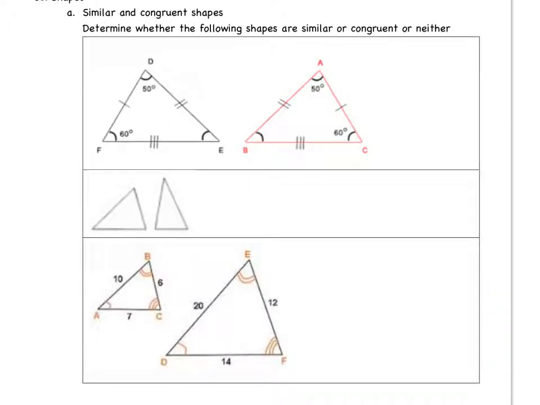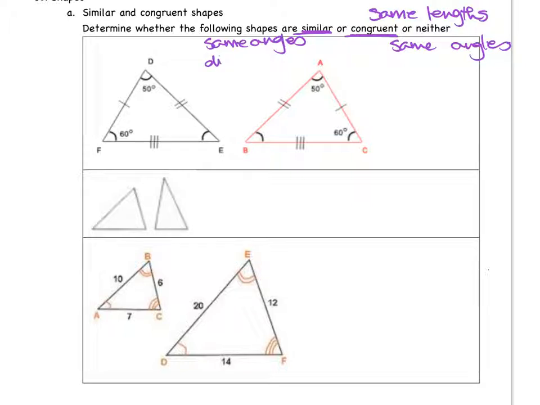Okay, we need to determine whether the shapes are similar, congruent, or neither. So we need to remember that congruent shapes have the same length and same angles, and that similar shapes would have same angles but different lengths.